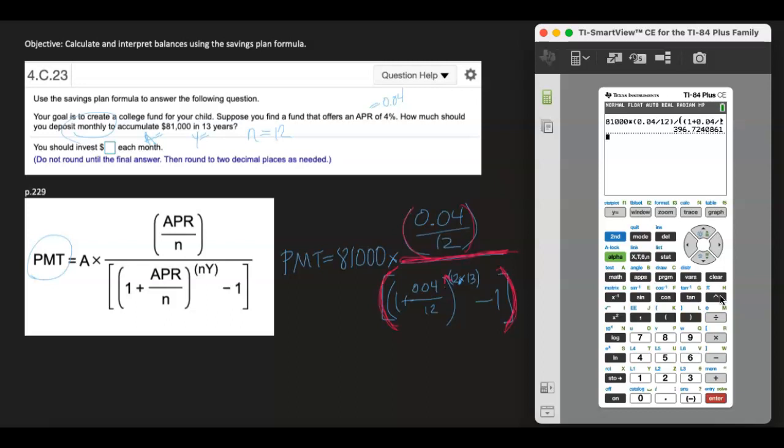So $396.72. Now, this is a newer calculator, and hopefully you have the newer operating system on this calculator.